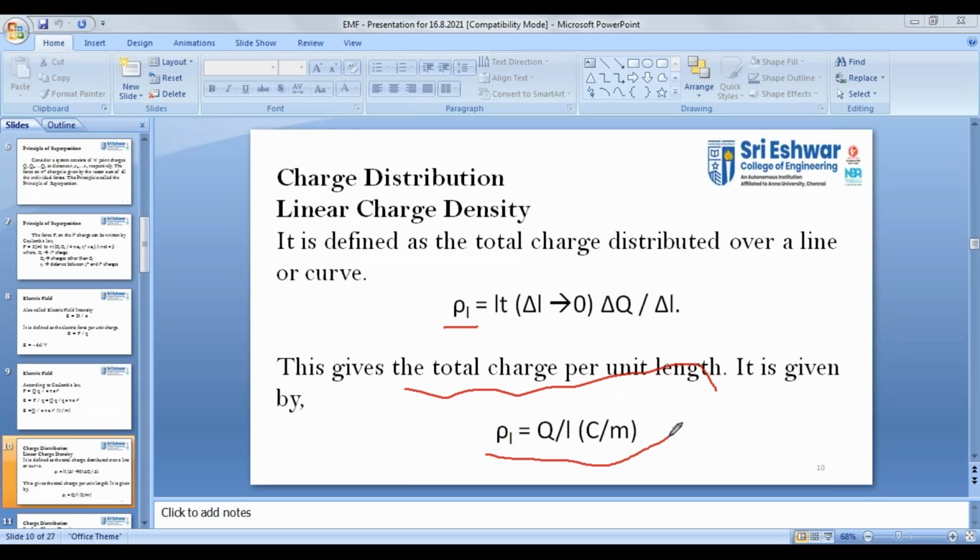So it is defined as the total charge distributed over a line or curve. So rho L is equal to limit del L tends to 0, del Q by del L. This gives total charge per unit length. It is given by rho L is equal to Q by L.